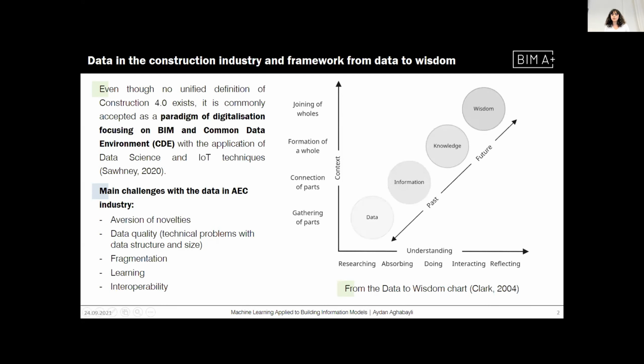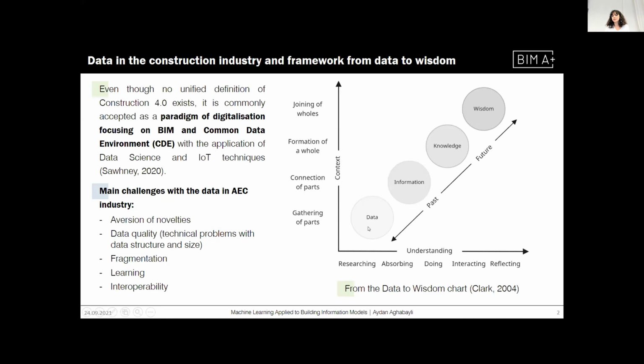To look through the learning process, I want to show this chart, which looks into the framework of data to wisdom in two dimensions of concept and understanding, and in the scope of the time from past to the future. I will shortly explain these four concepts.